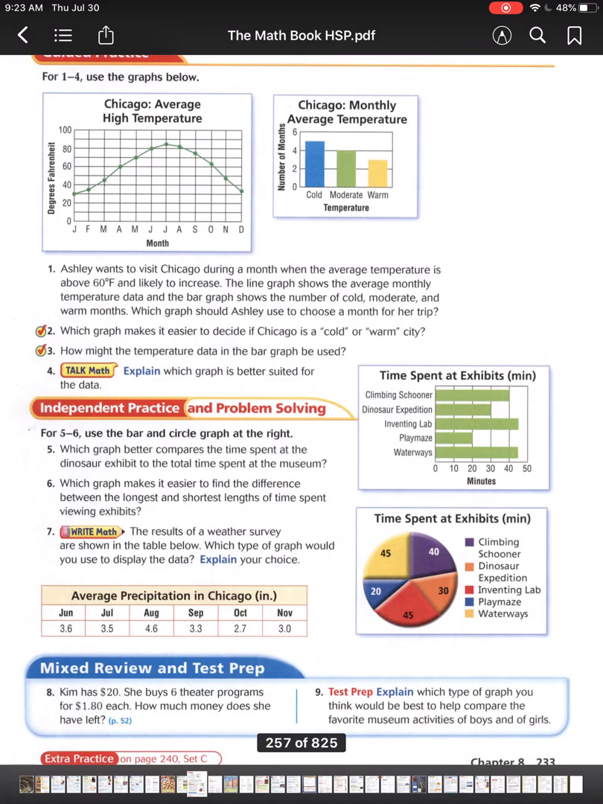The results of a weather survey are shown in a table below, and which type of graph would be best to display this? I'm thinking a line graph, because we're talking about how the average precipitation changes over time, and time is my key thing for a line graph.